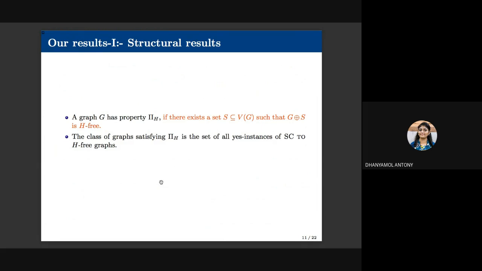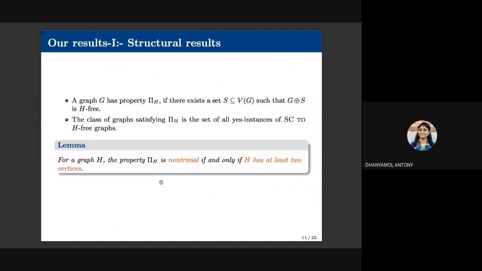Consider a graph property pi H. A graph G has the property pi H if there exists a set of vertices S in G such that G subgraph complemented at S is H-free. Thus, the class of graphs satisfying pi H is the set of all yes instances of SC to H-free graphs, and we have this result.